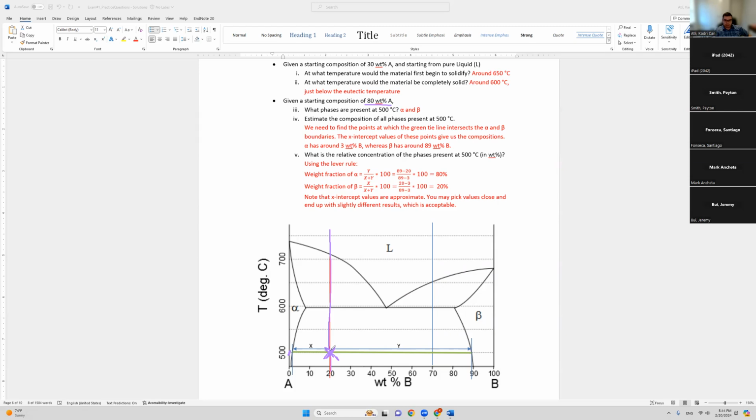So what phases are present in this region? This is alpha plus beta region, right? If you look at your slides in the binary eutectic phase diagrams, so we have this alpha region, pure alpha region on the left and pure beta region on the right, and this middle region is a mixture of alpha plus beta. So I have both alpha phase and beta phase.